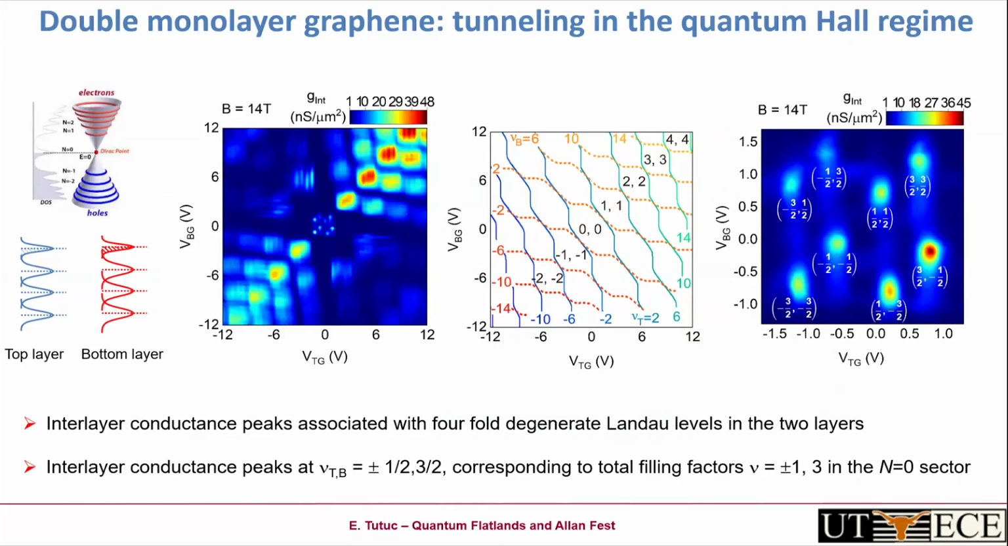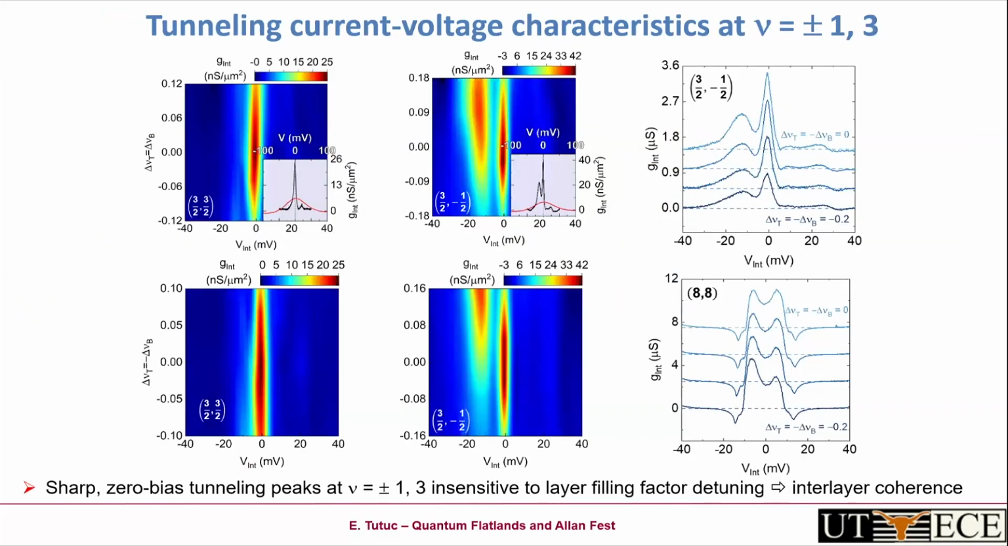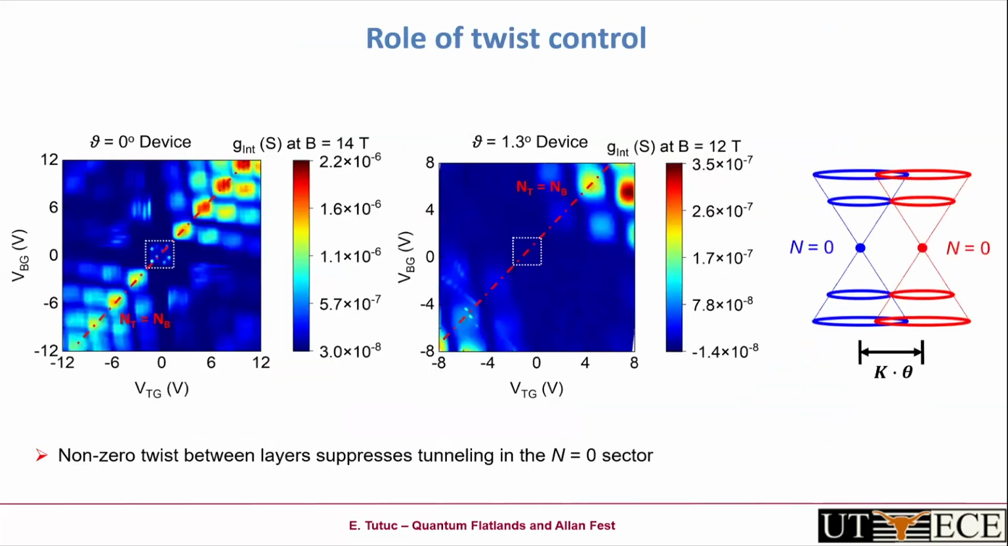What we'll do is park our gates at a certain filling factor and do an IV tunneling measurement. In all cases, we see a very sharp resonance at 0 interlayer bias, and it stays at 0 interlayer bias irrespective of whether we tune the filling factor or the density in the two layers. So the evidence for coherence here is the 0 bias tunneling peak that is immune, to a certain extent, to variation in the layer densities. This is the filling factor changing in the same direction or in the opposite direction. And the signature is only present in the n equal to 0 sector. If we go outside, we don't see this.